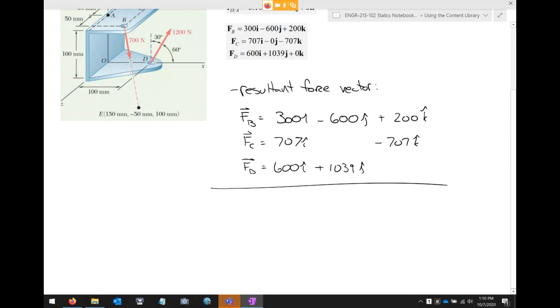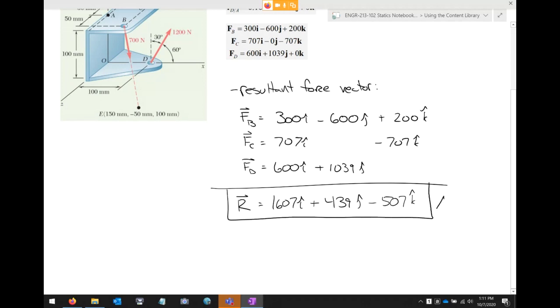It's pretty straightforward. So I've got for the resultant vector, this is easy. So what do I have? 300 plus 600 is 900 plus 707. It ends up being like 1607i. Let's see, I got 1039 and then minus 600, so 439j, and then this is going to be like minus 507k. Like that's easy. In order to determine the resultant vector, that's easy. So that's actually part of the answer right there.